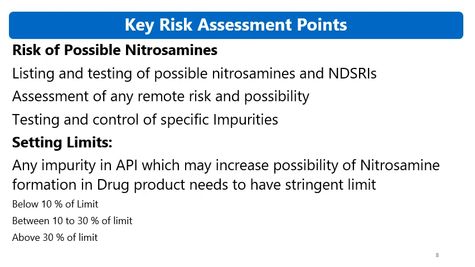Because in API manufacturing, a lot of synthesis steps are involved, a lot of reagents, catalysts and solvents are used, and a lot of equipment and processes are used. So if there is a risk of nitrosamine presence, then listing and testing of the possible nitrosamines and the NDSRI should be performed. Also, any remote risk or possibility should be taken into consideration.